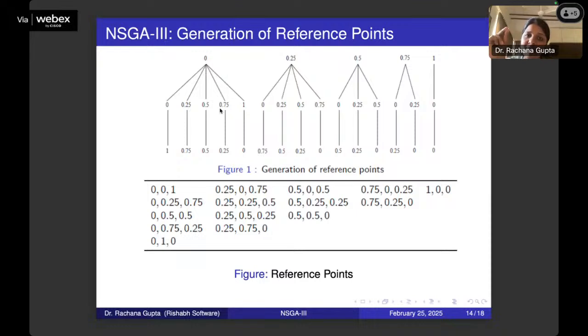0 plus 0.75 is equal to 0.75. So to make it 1, we need to add 0.25. 0 plus 1 is equal to 1. So to make it 1, it is already 1, so we will add only 0.